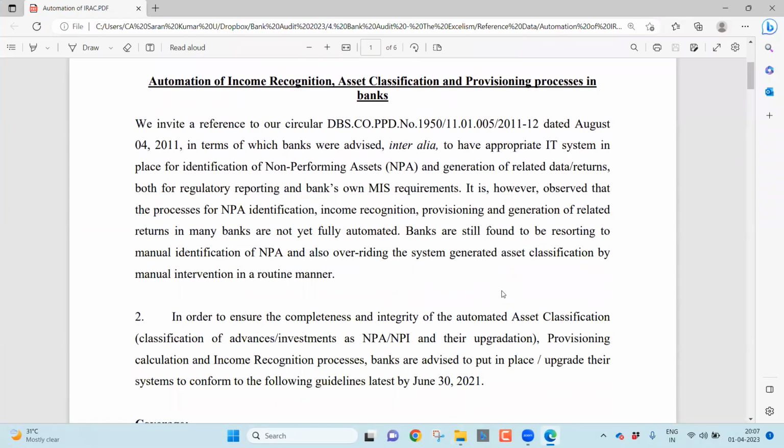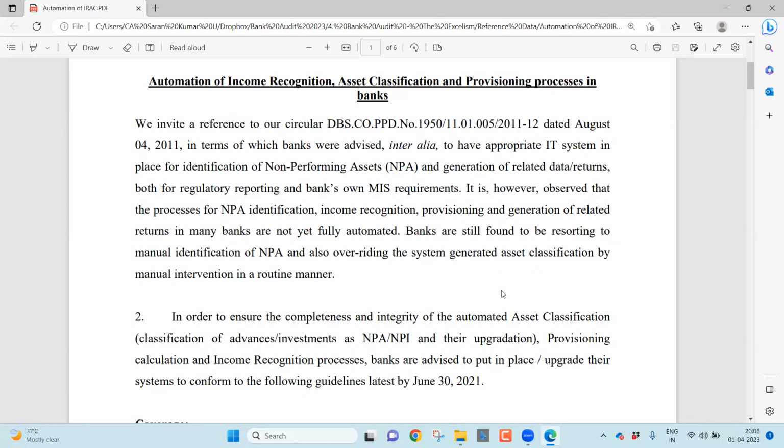The objective of this video is that, generally, as a branch auditor, if you go to the branch manager or whoever the authority is, they tell us that everything happens automatically in our system. You need not bother too much. The entire income recognition, asset classification, provisioning process, and so on. Do we really need to believe that statement? Or do we need to understand the background? Based on that, we need to take a call.